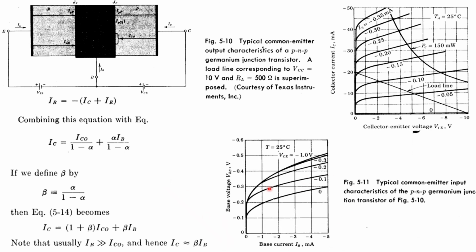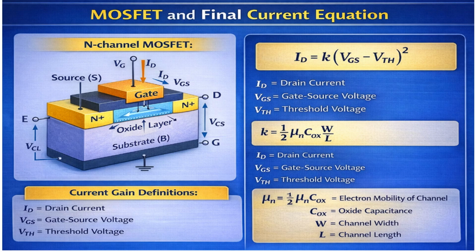And here are your input characteristics. This is the input characteristic for your PNP germanium junction transistor. Here, whenever you vary the VBE, correspondingly you can find out the variation in base current, that is IB. So this will be almost equal to a simple diode. Okay, lastly we will talk about the MOSFET current equations.